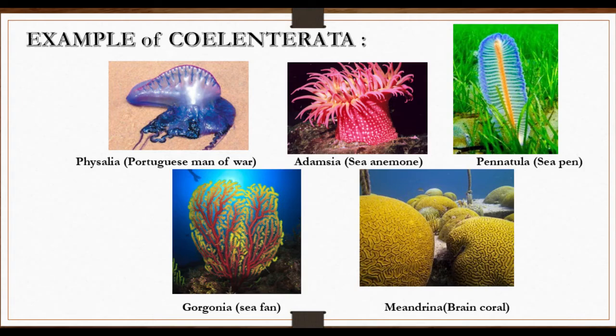The examples of Coelenterata are Physalia, called the Portuguese man of war. Adamsia, called sea anemone. Pennatula, called sea pen. Gorgonia, called sea fan. Meandrina, called brain coral.